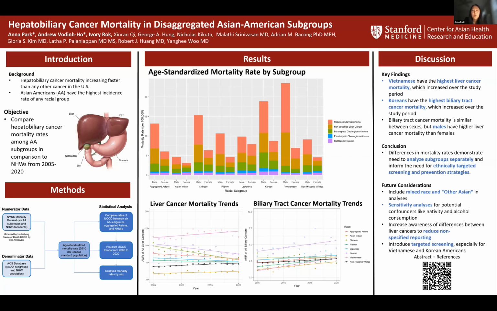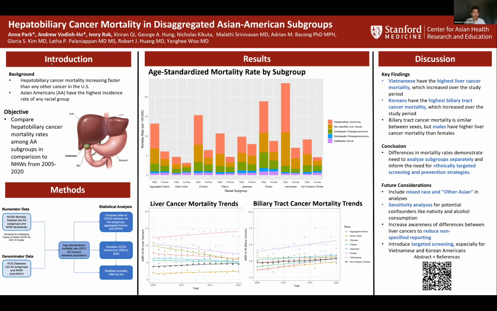As you can see from our flow diagram here, our methods consist of using the National Vital Statistics Mortality Database and the ACS database to calculate age-standardized mortality rates for each group. Our statistical analysis included comparison of these rates between each group, visualizing the trends over time, and stratifying the data by sex.